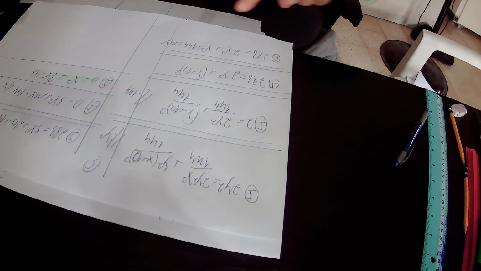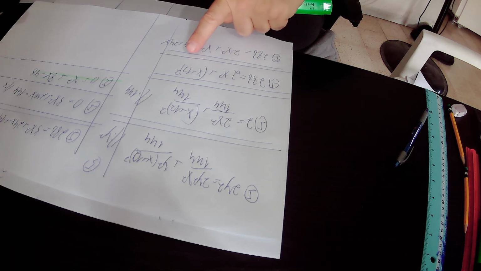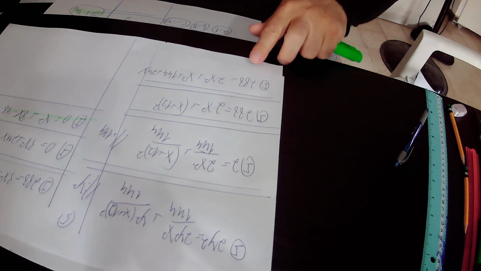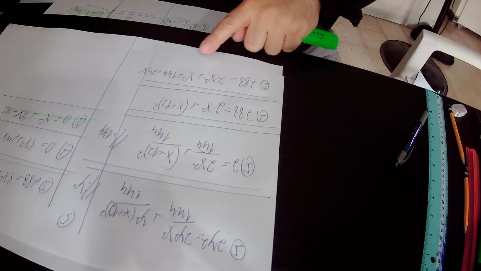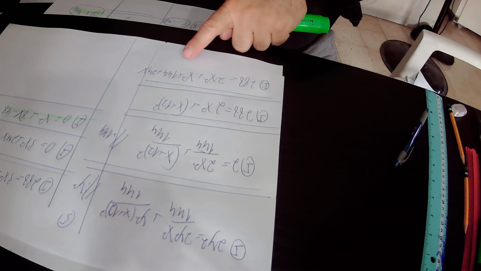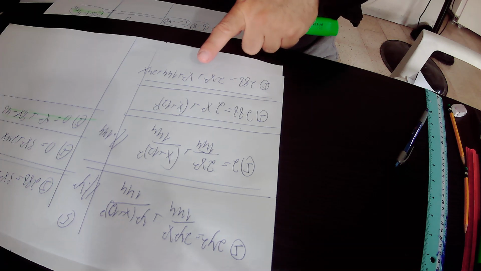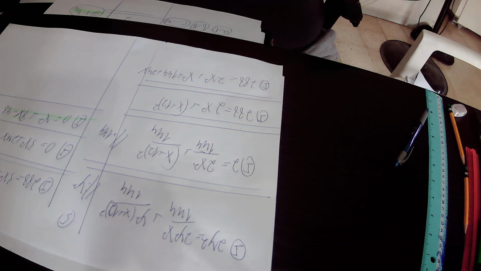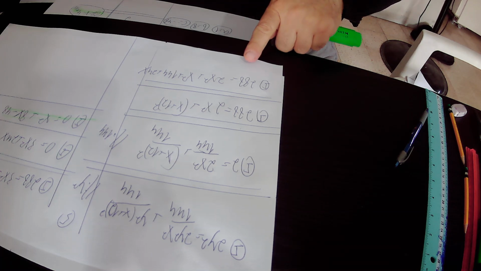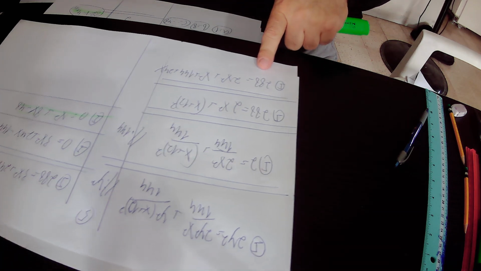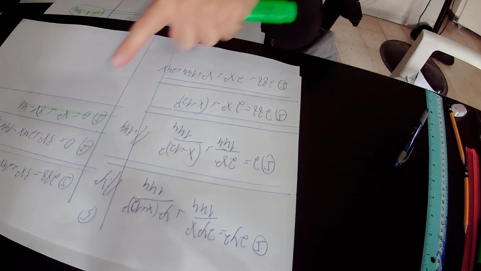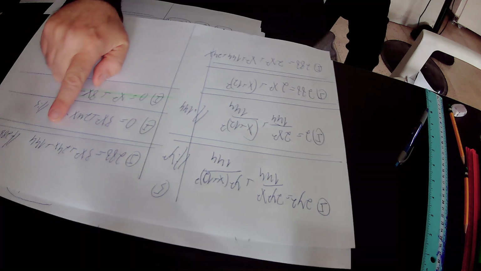In the next step, we opened the brackets of this expression and found out that 288 equals 2x square, and x plus 2x square equals x square plus 12 square, that is 144, plus 2 times x times 12, that is 24x. So here we have 288 equals 2x square plus x square is 3x square plus 24x plus 144.